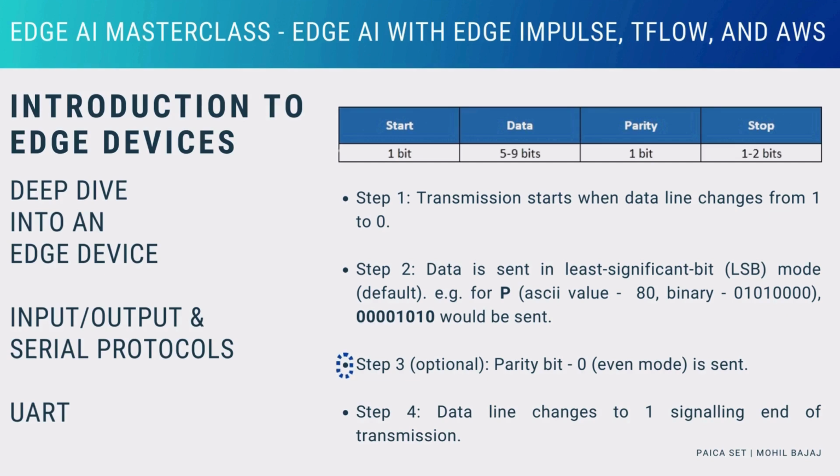Finally, in step 4, after the data and/or the parity bit has been sent, a stop bit with value 1 is sent to signal the end of packet transmission. And that is how a UART protocol works.